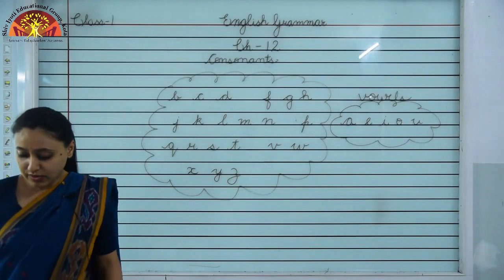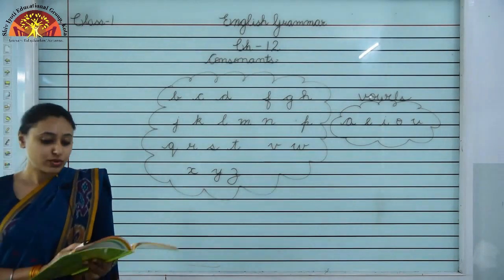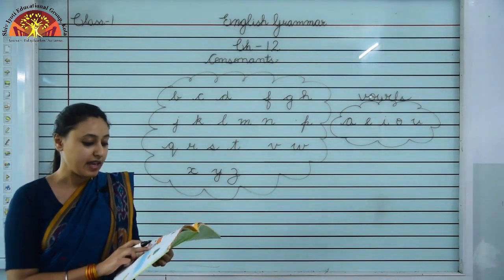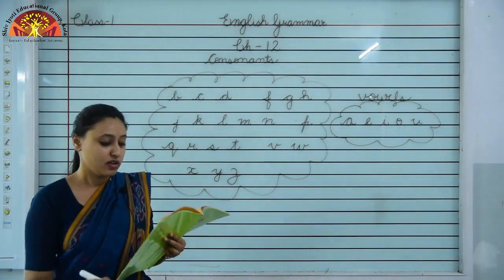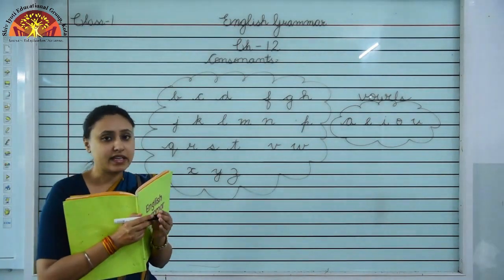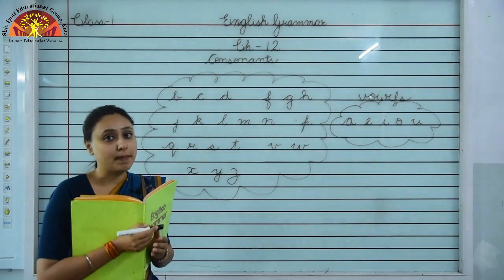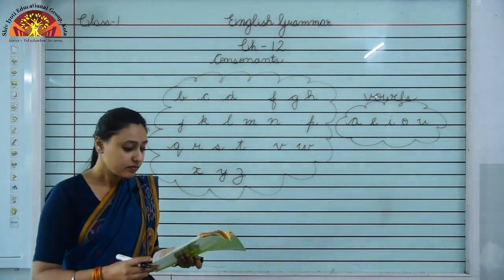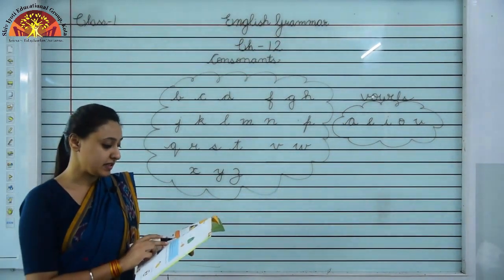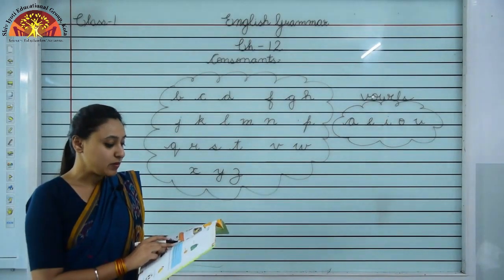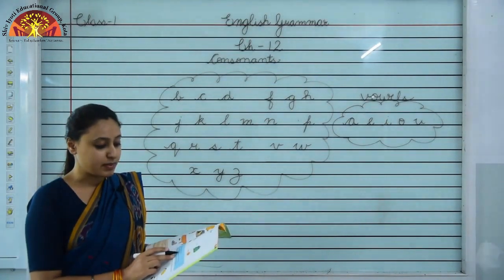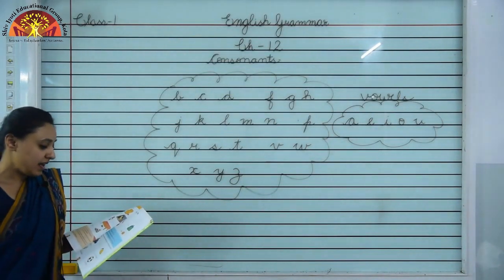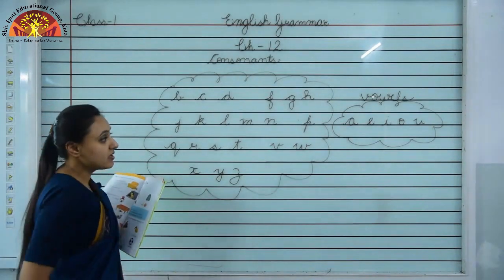Okay children, now let's learn about use of A, AN and THE. So children, we use A and AN when we talk about one thing. So whenever we talk about one thing, we use A and AN, like a bat, a ball, an orange, an apple. Now let's learn about AN. We use AN before naming words that begin with a vowel sound.